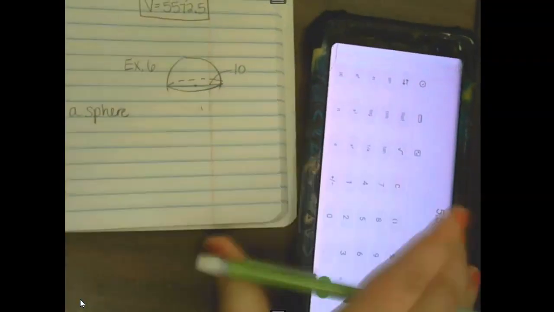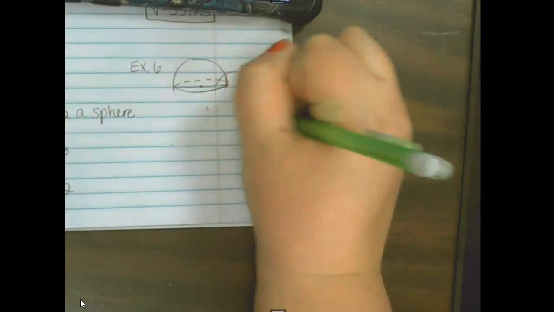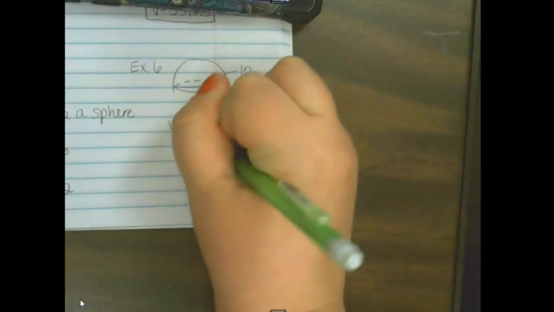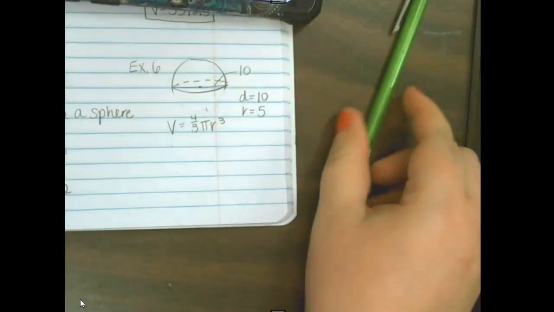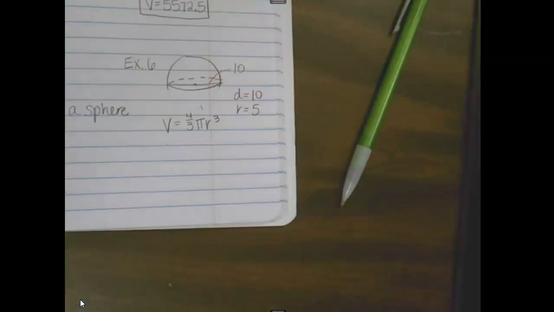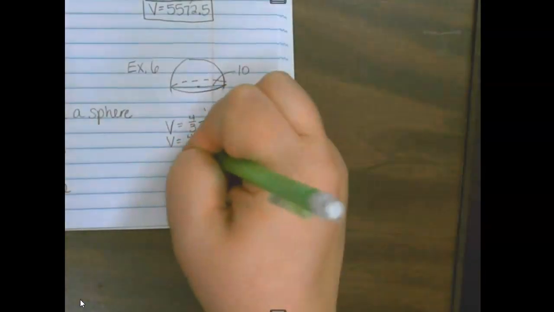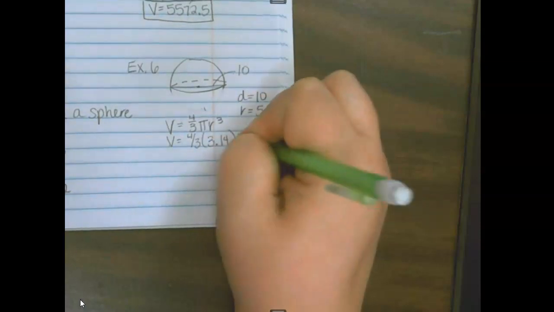All right. So I'm going to remember that I'm going to do a hemisphere as a half. And this is a diameter I was given, so I want to do a radius of 5. So volume is 4/3 pi r cubed. I'm going to do 4/3 times 3.14 times 5 cubed.